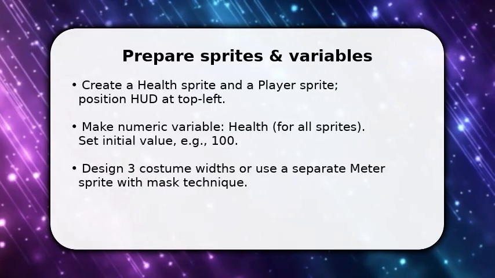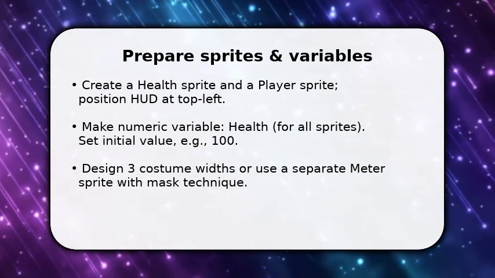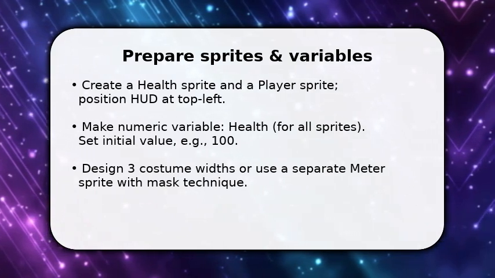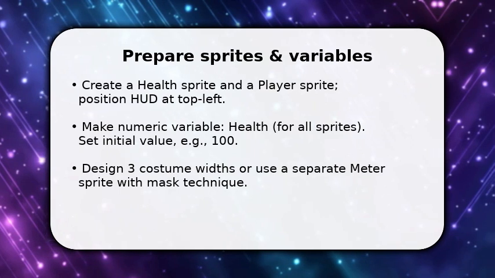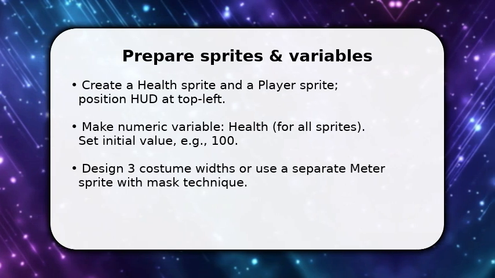You start by creating a health sprite and a player sprite, and making a numeric variable called health set to 100. Once done, place the HUD where it won't block gameplay. Top left works well. Next, decide whether to animate the bar using multiple costumes or to resize a single rectangle.